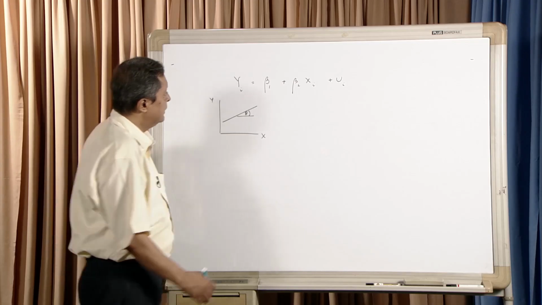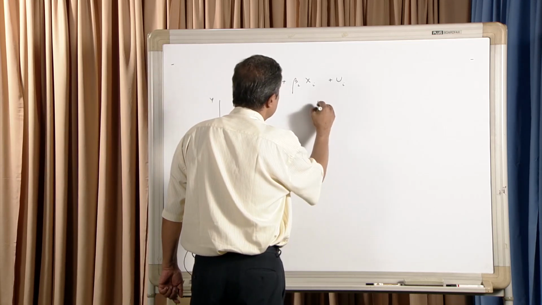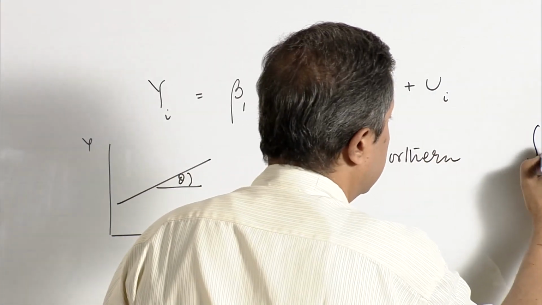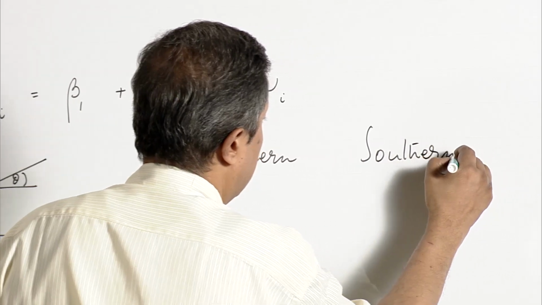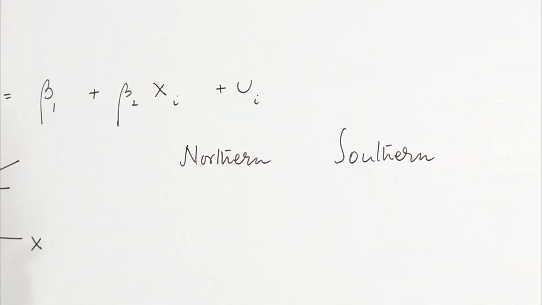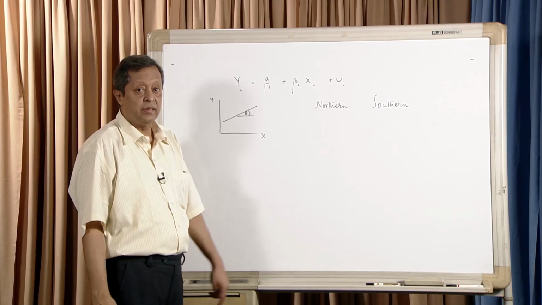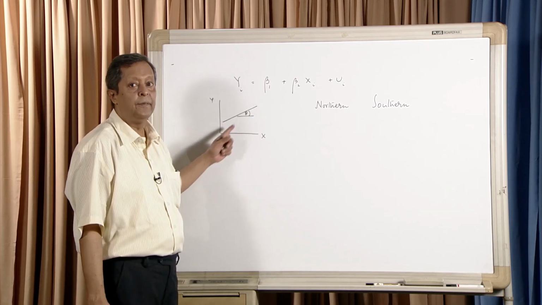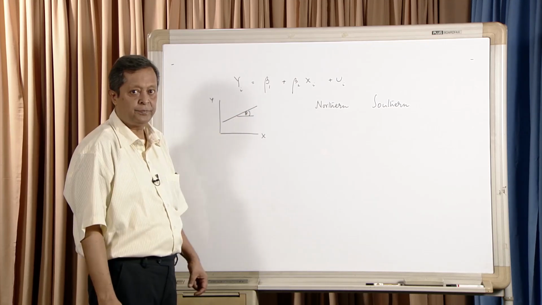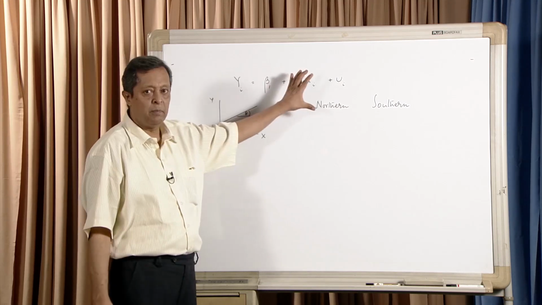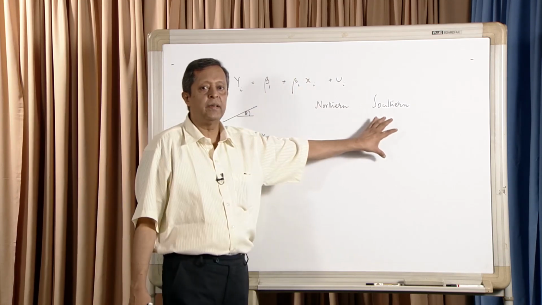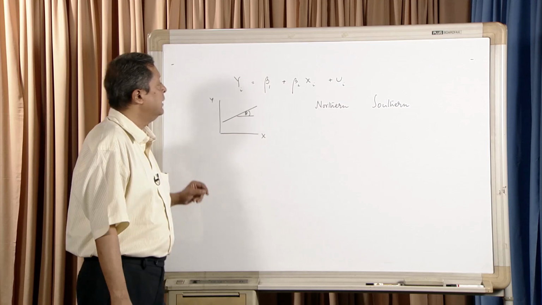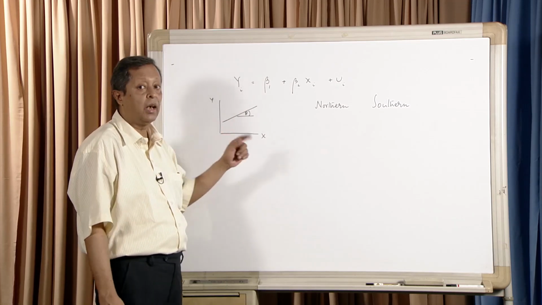Now, it may so happen that there are two regions, say northern region and southern region. There are two regions where we have the same model being applied, and there are reasons probably to believe that in the southern region the slope could be different from the slope in the northern region. So, I repeat, the same basic model may be applicable to two different regions of a country, northern region and southern region, and there may be reasons to believe that the slopes of the regression lines are different.